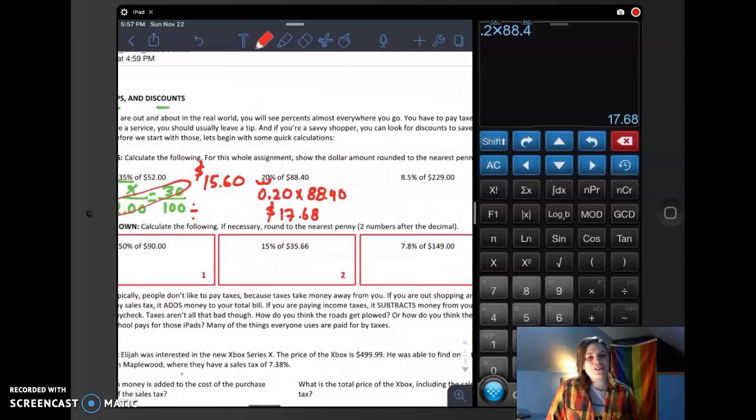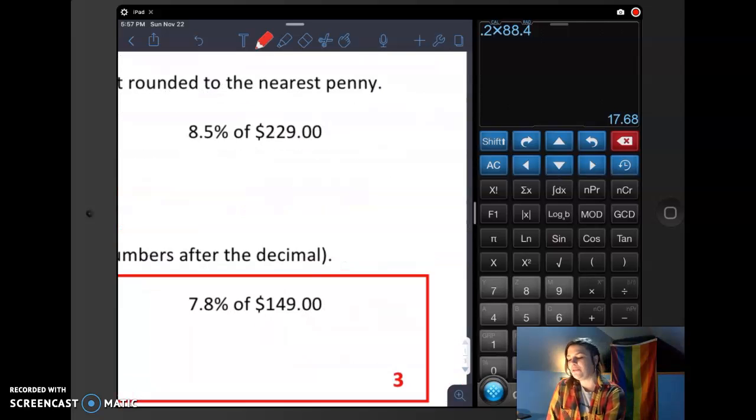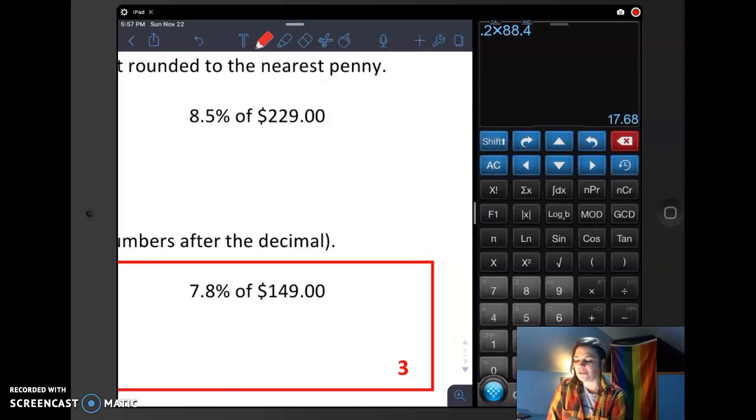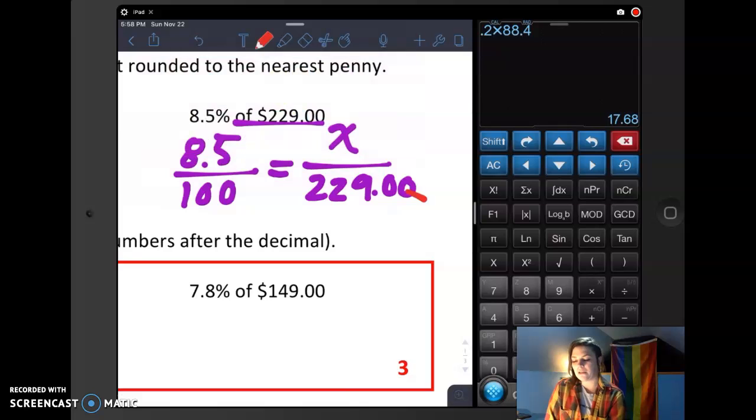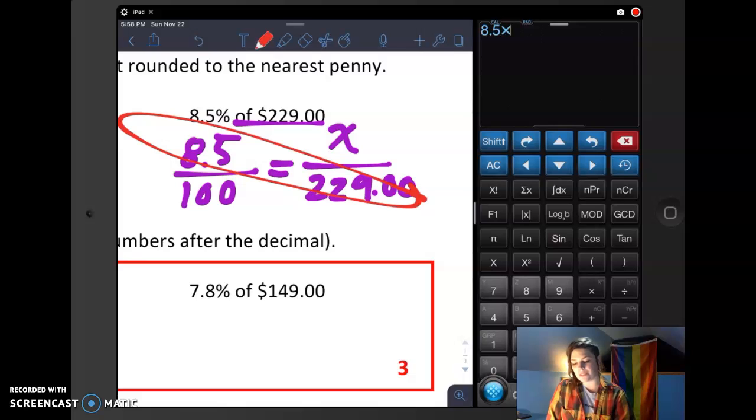So I'll go back and I'll do it the original way again. The little trick I just showed you, you don't need to do it that way. You can always just continue to use the idea that anytime you see a percent, it is out of 100, and then this says of, so we know that's on the bottom. And I could put 0.00 or not. It does not affect whether or not I get the answer right. Multiply diagonally, 8.5 times 229, and then divide by 100, and we get 19.4.